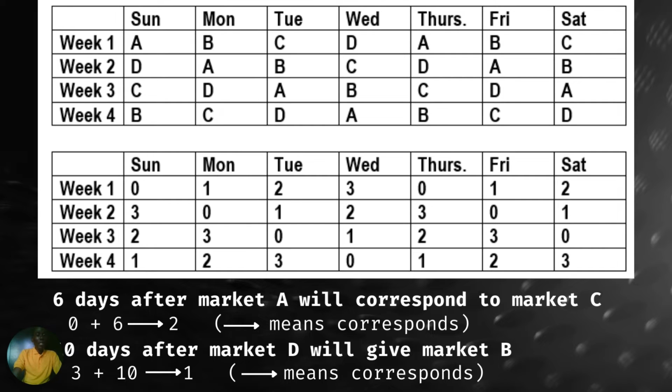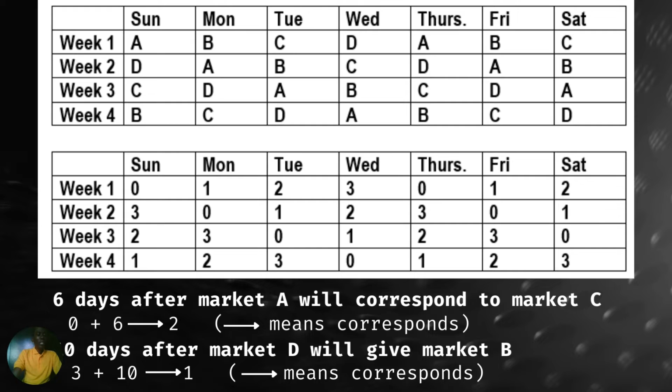The code for market A is 0. So the number of days that will correspond for us to get to market C is 6 days. So if we say 0 plus 6, that will correspond to what? That will correspond to code 2, which is the market day C. Now, do you take that? Now, let's consider another scenario.